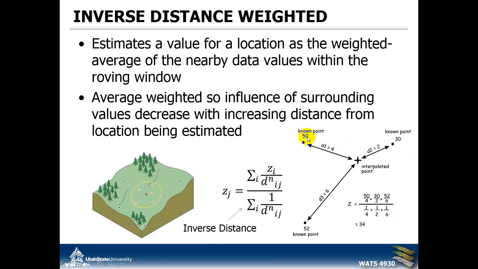And then I take the actual values at each of these points, right? I take the values and I divide by those distances and add them up. And then I divide again by 1 over each of those distances. And that's where the inverse distance comes from, because the inverse of the distance is 1 over it. And then I end up with this value. So here I got 30, 50, and 52, and shoving it into this equation, it's 34.